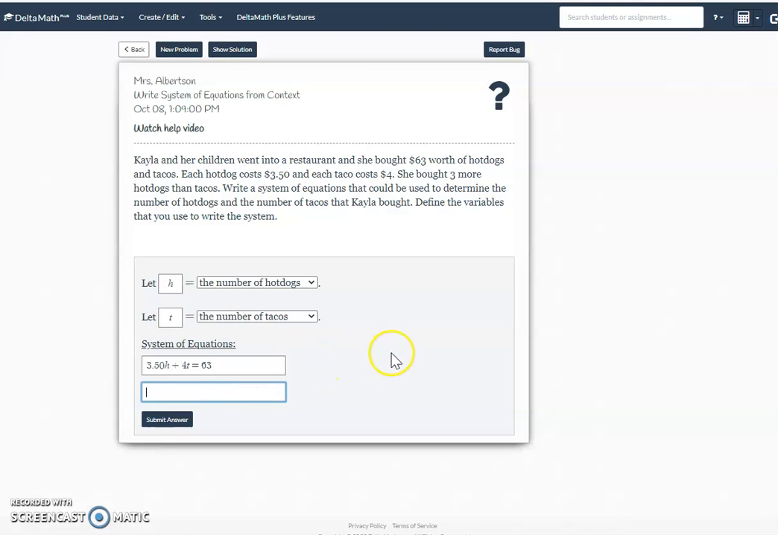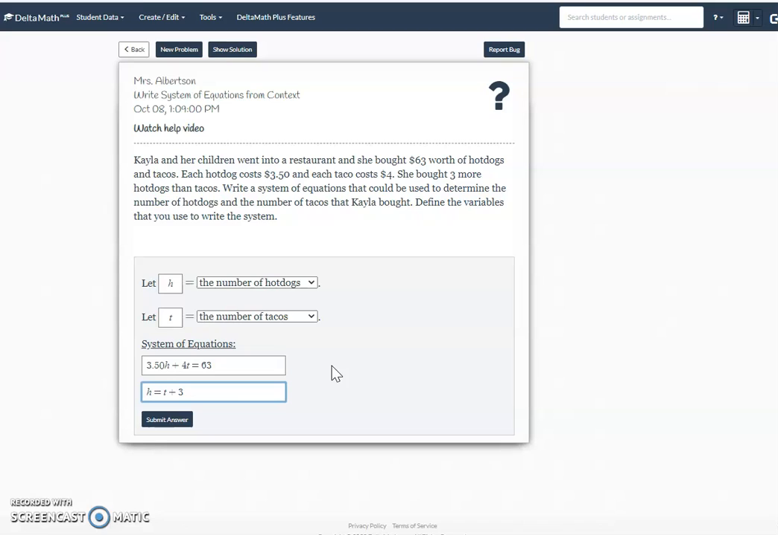All right, now the next equation. She bought 3 more hot dogs than tacos. So let's think about it. She has more hot dogs than tacos. So her hot dogs would be her tacos plus 3, because she has 3 more hot dogs than tacos. So now I have my two equations.